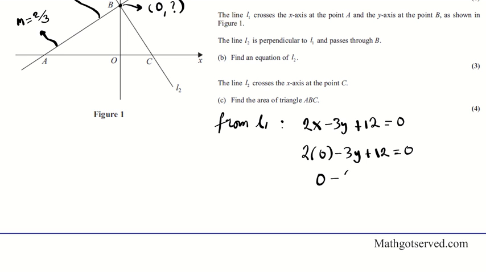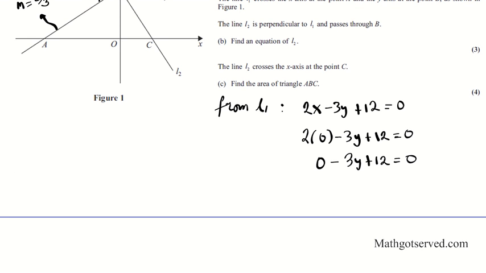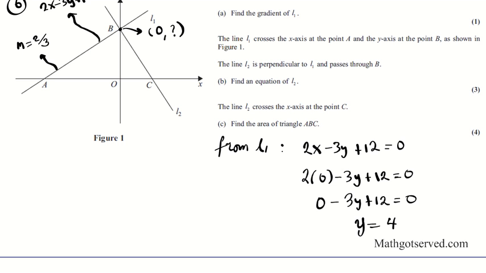So 0 times 2 is 0, minus 3y plus 12 equals 0. Subtract 12 from both sides and divide by negative 3. You're going to have y equals positive 4. So y equals 4 is the y-coordinate of the point, or your y-intercept. So this value right here is 4. Now we have a point, which is (0, 4). I'm going to call this x1, y1.